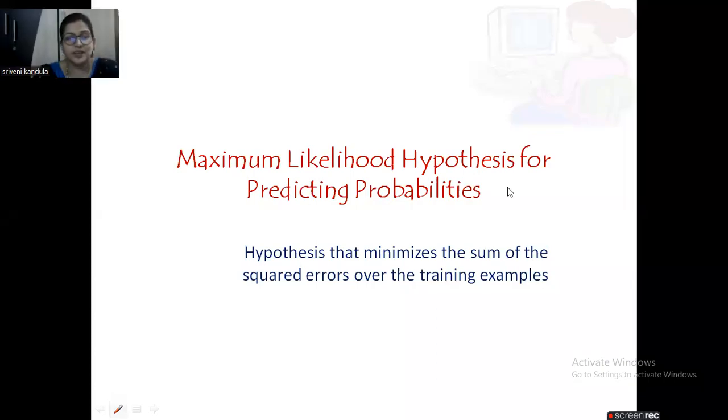Hello everyone. In today's session, let us look into the most requested video about maximum likelihood hypothesis for predicting probabilities. We already know what the maximum likelihood hypothesis is. It is a hypothesis that minimizes the sum of the squared errors over the training examples, right? So now let us see what predicting probabilities means for this maximum likelihood hypothesis.